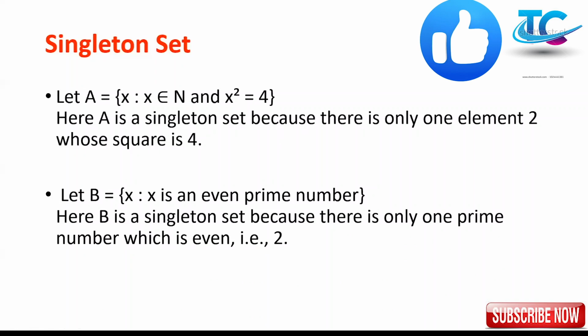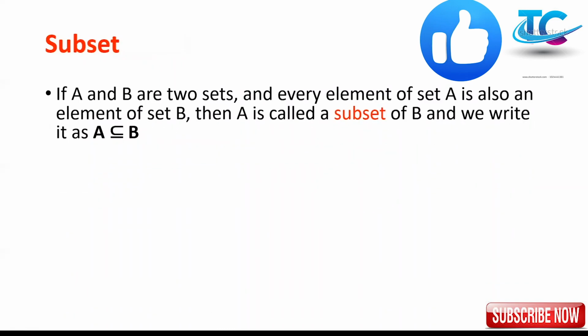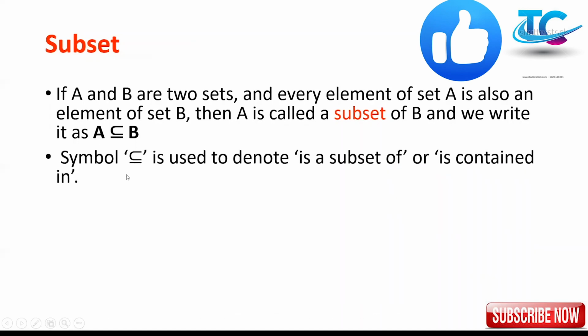Next we will see subsets. If A and B are two sets and every element of A belongs to B also, then we can say A is a subset of B. And we denote it like this: A ⊂ B. This symbol is used to denote is a subset of or is contained in. So we can read it like this also: A is contained in B, or A is a subset of B.